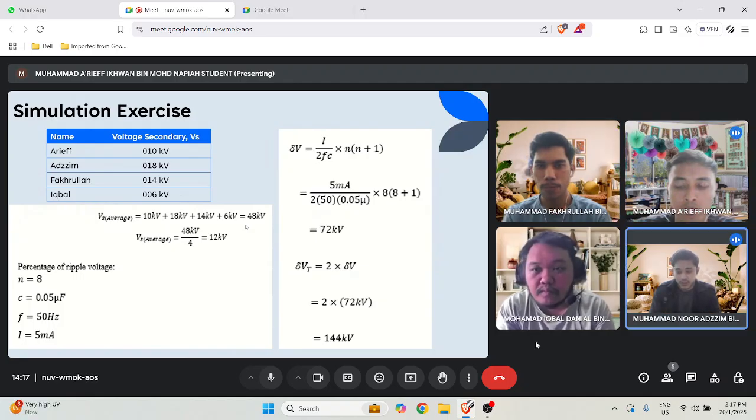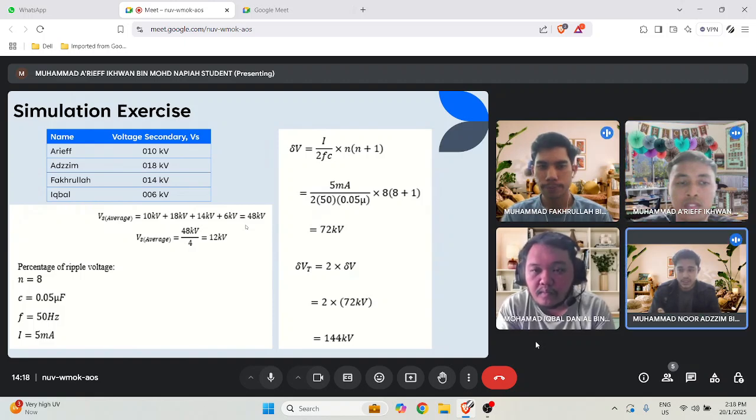Based on the assignment, we have to gather our 4 group members' matrix numbers, the last 3 digits. For Arif, we generate 10 kilovolt, for me that is 18 kilovolt, for Abdullah 14 kilovolt, and Iqbal 6 kilovolt. In order to gain the Vs, we have to find the Vs average. We total up all 4 and get 48 kilovolt, divided by 4 to get the average value, that is 12 kilovolt.